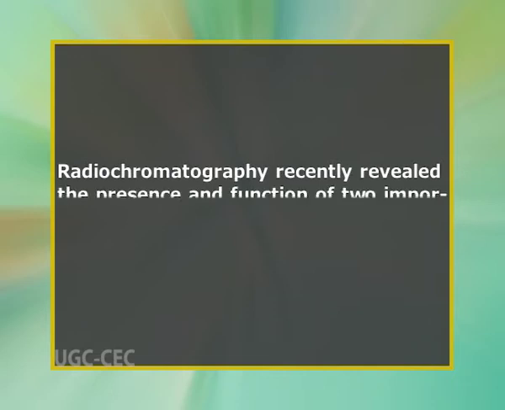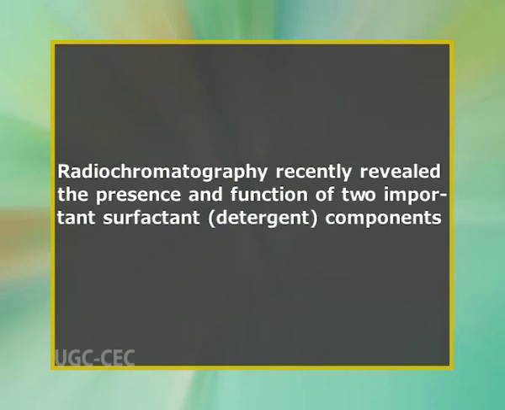Radiochromatography has recently revealed the presence and function of two important surfactant components of plant and animal cells. They were discovered as a result of examining radioactive products formed when plants were grown in radiophosphate or in radiosulfate. Of the countless components of a cell, only the radioactive ones are visible on the radiogram.